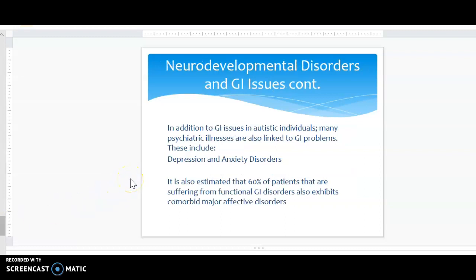In addition to GI issues in autistic individuals, many psychiatric illnesses are also linked to GI problems. These include depression and anxiety disorders. It is also estimated that 60% of patients who are suffering from functional GI disorders also exhibit major affective disorders.